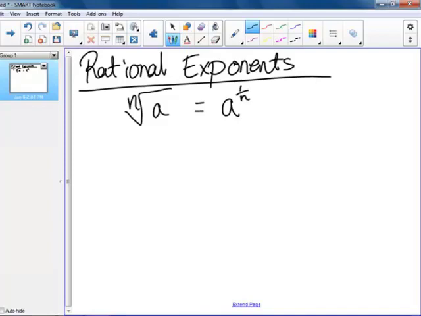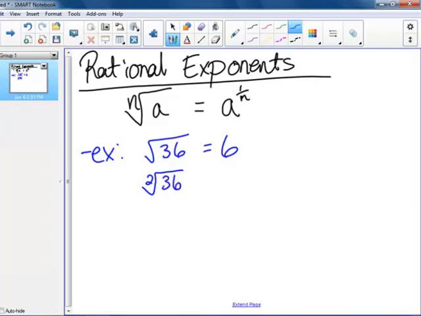Okay, so start off with a kind of basic example. Let's say we already know how to do square root of 36. That is 6. And we know that this means the second root of 36. So the other way this could be written is 36 to the 1/2 power, which is still 6. Okay, and if you put in your calculator 36 to the 0.5, it's going to tell you it's 6. So it's kind of just a different way of writing this.